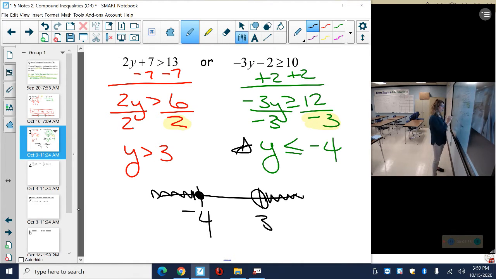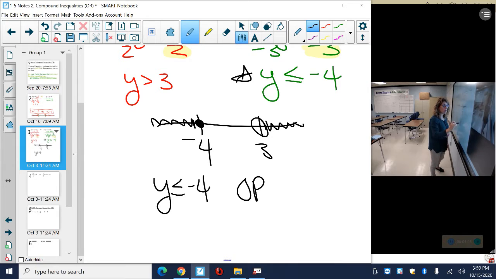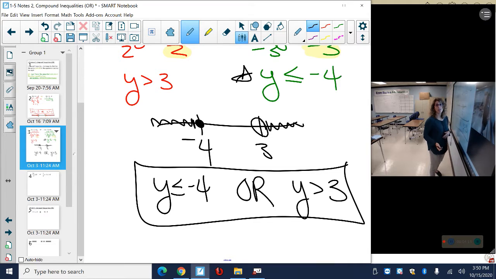So how do I write this? You read it from left to right. So y is less than or equal to negative 4, or, and you have to have that word, y is greater than 3. That is your answer, and you must have it in that order. Math Excel will mark it wrong, so please be very careful.